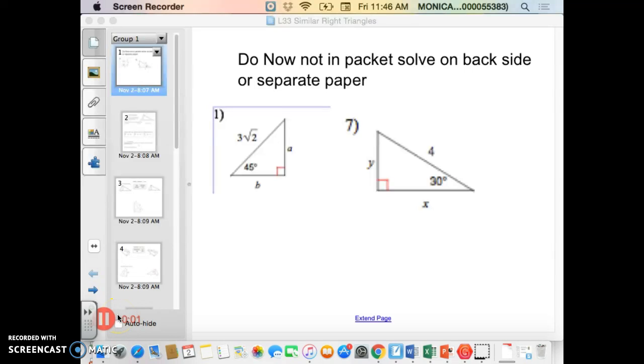All right, so this do now is not in your packet, but you can go ahead and solve it on the back side of your packet or on a separate sheet of paper. So what we're reviewing here is a 45, 45, 90 triangle.